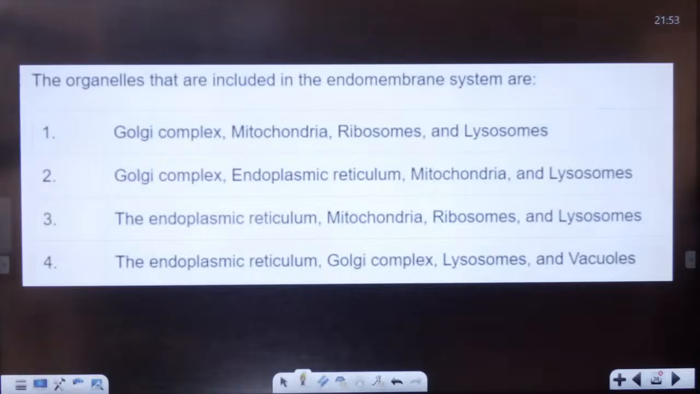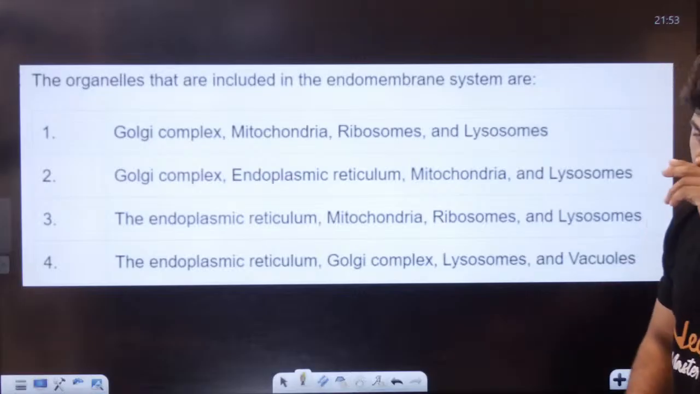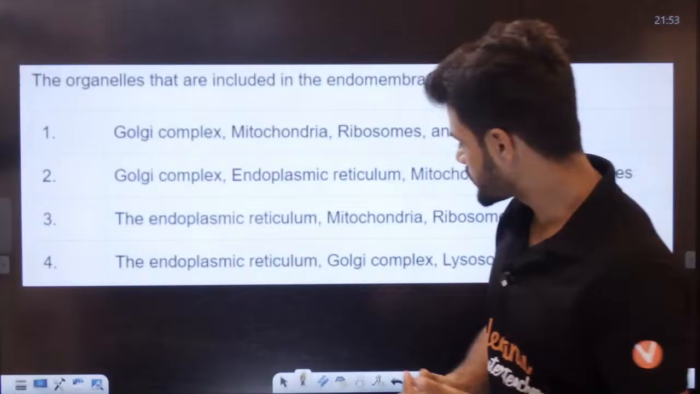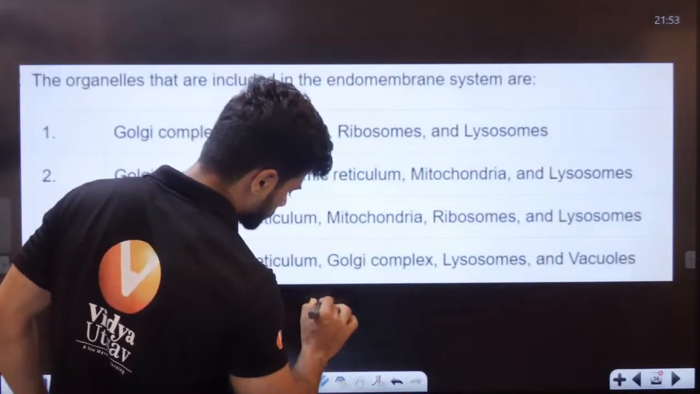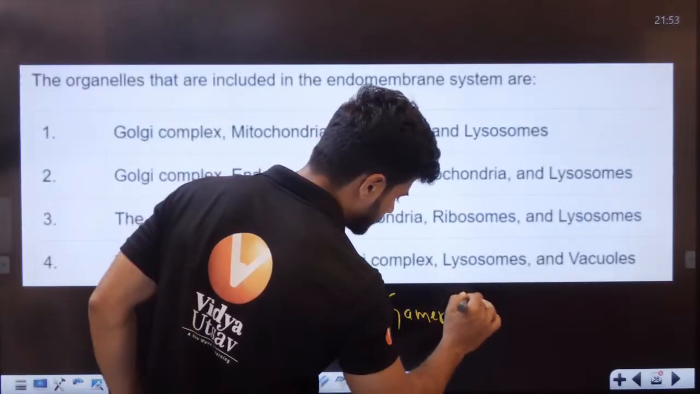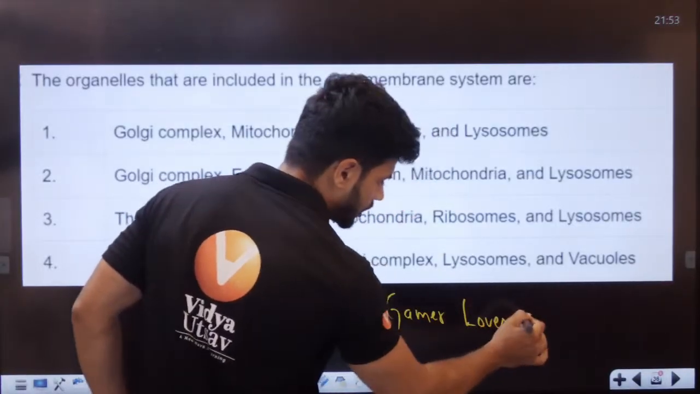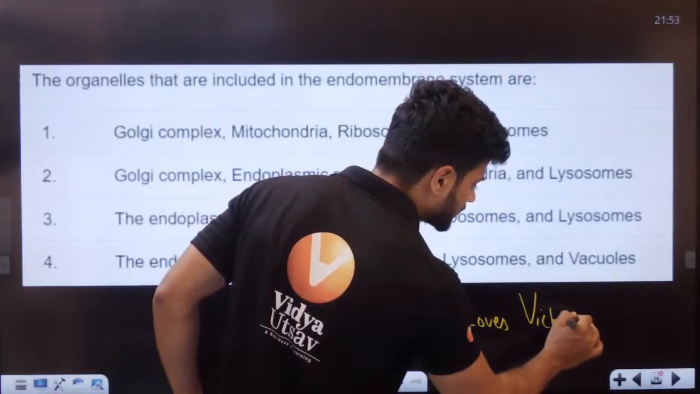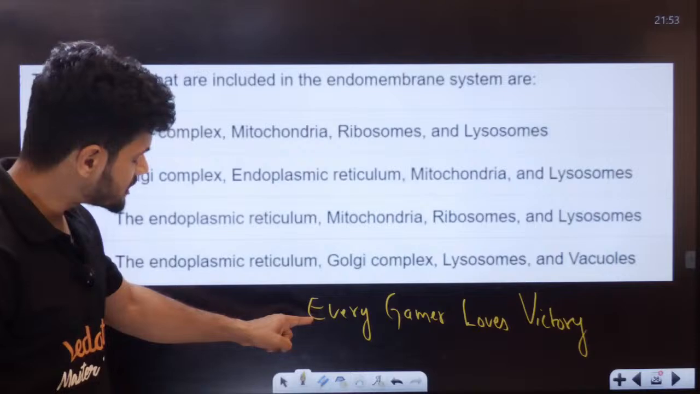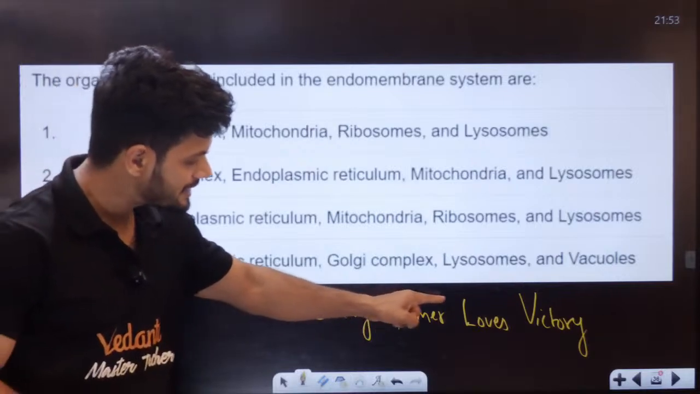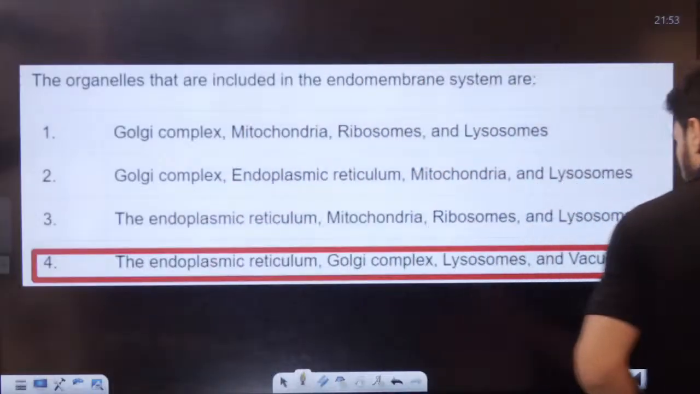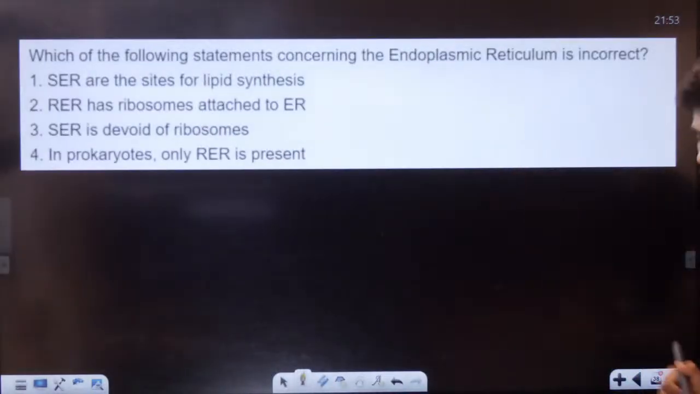Yes, mangrove. Mangrove has the pneumatophores. Negatively geotropic roots. Students, there's a small trick here. Every gamer loves victory. है ना? E for endoplasmic reticulum, G for Golgi complex, L for lysosomes, V for vacuoles. ऑप्शन नंबर डी. एक क्वेश्चन देखो अभी.